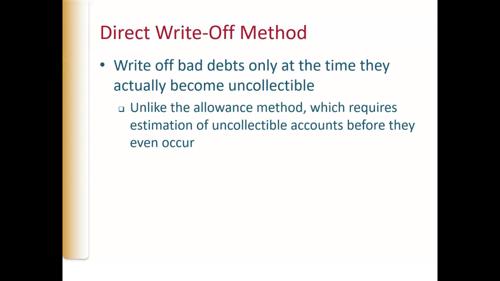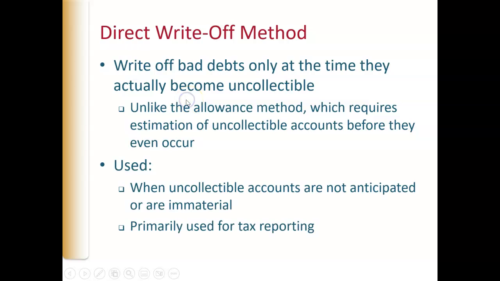Now, the allowance method is generally accepted accounting principles. The direct write-off method's a piece of cake. The direct write-off method doesn't follow GAAP because it writes accounts off in the year after the sale occurred. The direct write-off method just writes off the account. We don't do an allowance. So unlike the allowance method, which requires estimating the uncollectibles, the direct write-off method just writes bad debts off at the time they're really uncollectible.